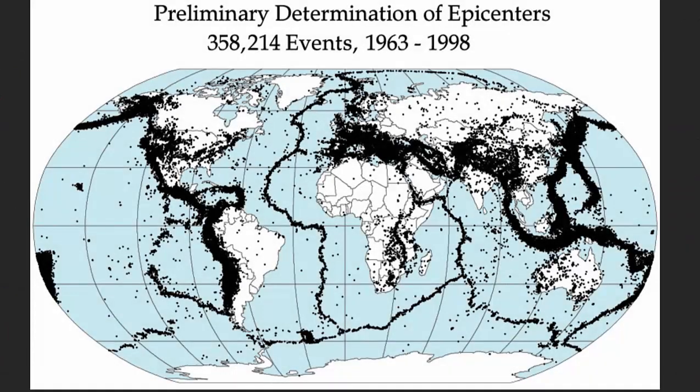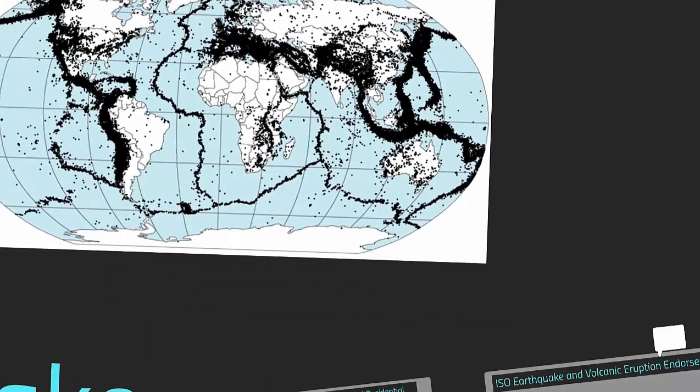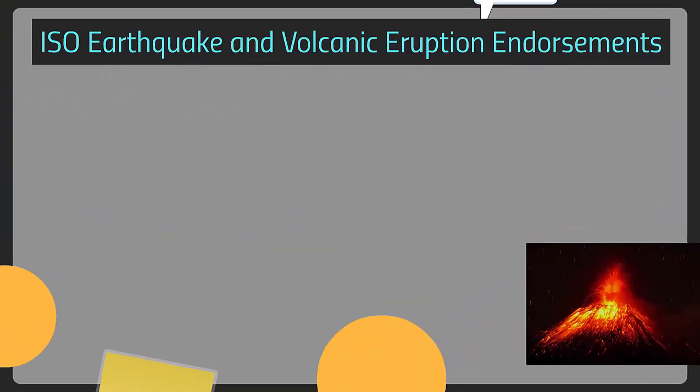Now let's discuss earthquakes. This is kind of a cool map because it shows the location of earthquake events from 1963 to 1998. So as you can see, it affects most of the world, and particularly a great deal of the United States. Let's discuss the ISO earthquake and volcanic eruption endorsements.